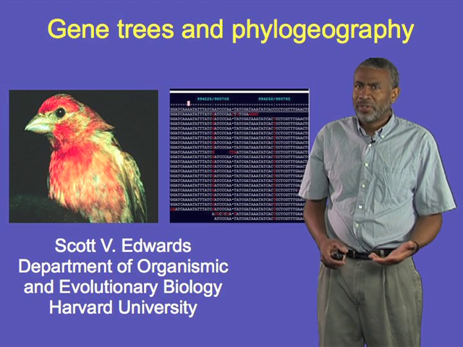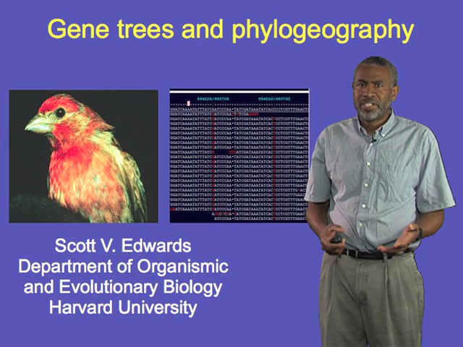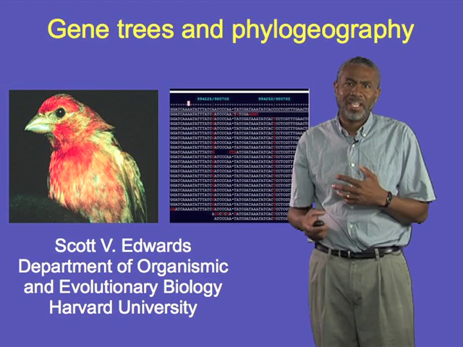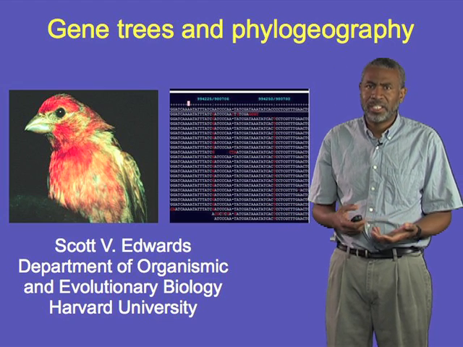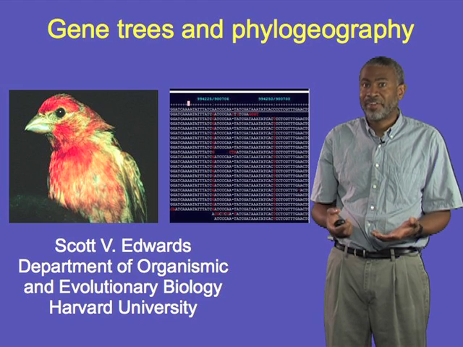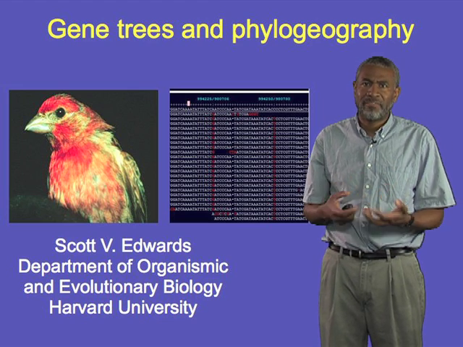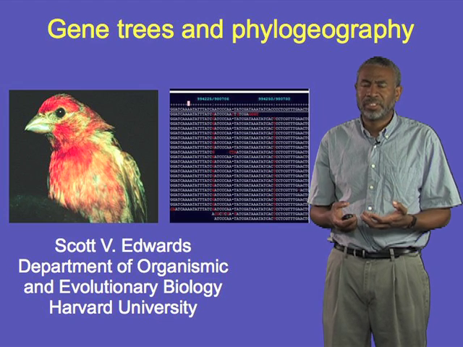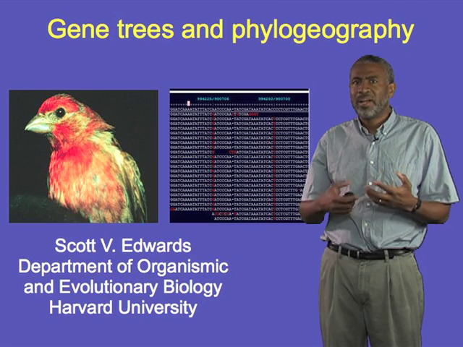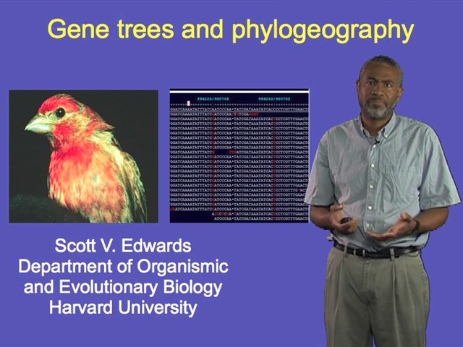And today we're going to learn about gene trees and phylogeography. Phylogeography is a very exciting field combining genetics and ecology and increasingly information from geographic information systems. And so we're going to learn how to combine genetic variation with these other fields, how to measure genetic variation, and how to use the patterns in the gene trees to infer something about population history.